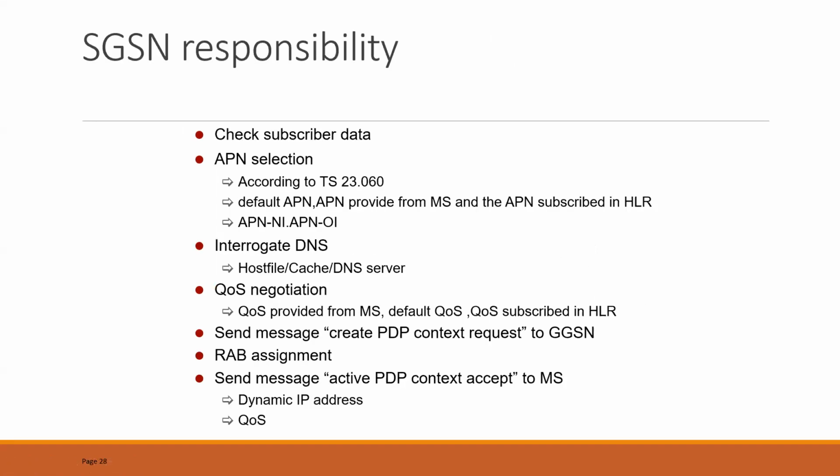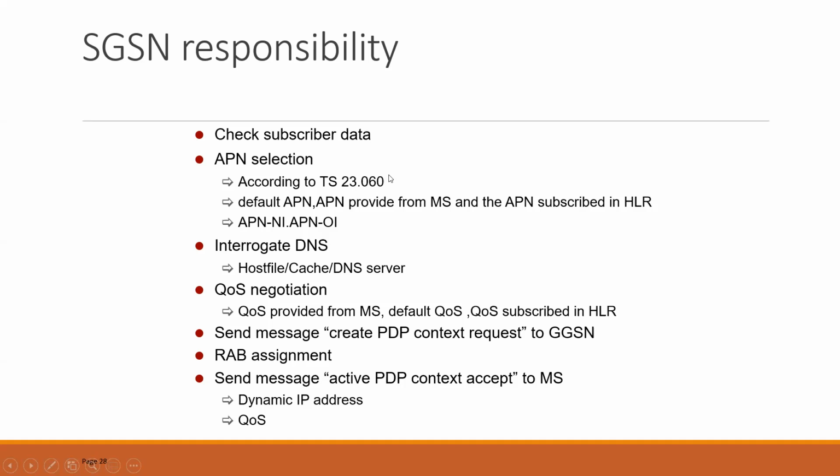So the SGSN responsibility: the SGSN gets an activate PDP context request. It will check the subscriber data, the profile, whether that APN is allowed, whether the user location is allowed, whether the user IMSI is allowed, and then it will select the APN based on what is mentioned. This is how the APN selection works.